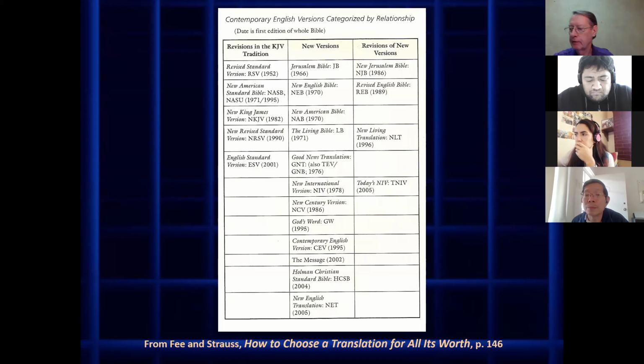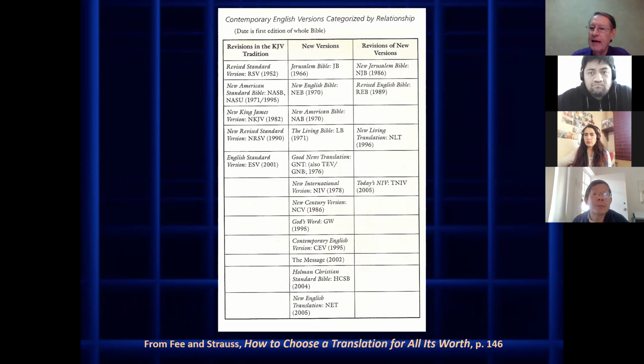We have a chart here that shows different English versions of the Bible. In the left column are revisions of the King James. You know, the King James is the granddaddy of them all, and there have been quite a few revisions of it. There we have the Revised Standard Version, the New American Standard Bible, the New King James Version, the New Revised Standard Version, the English Standard Version. All of these are revisions of the King James.